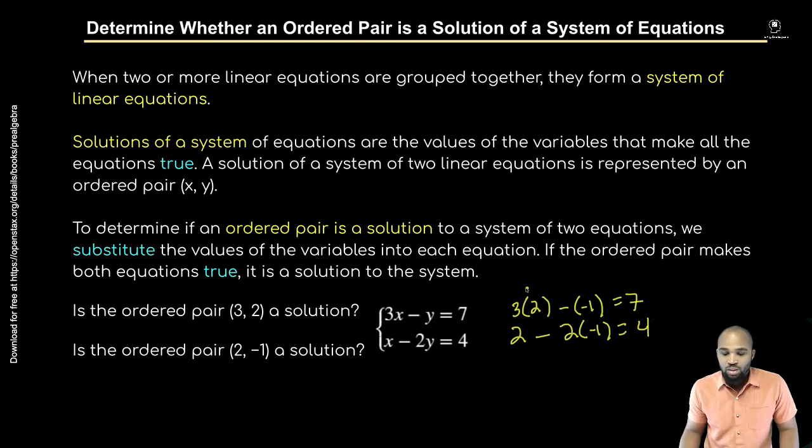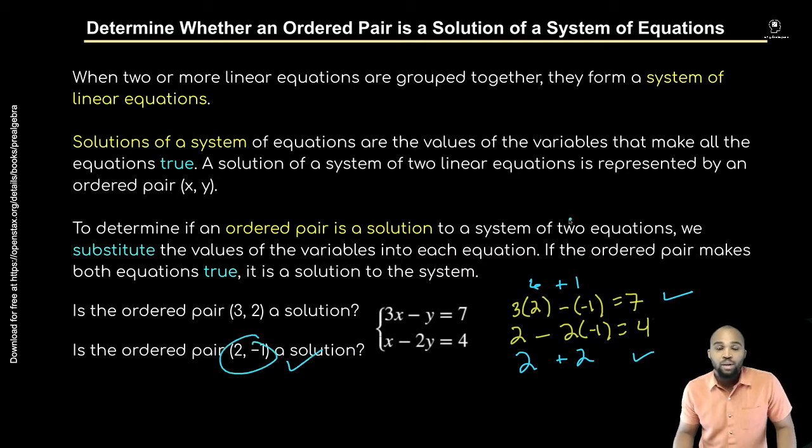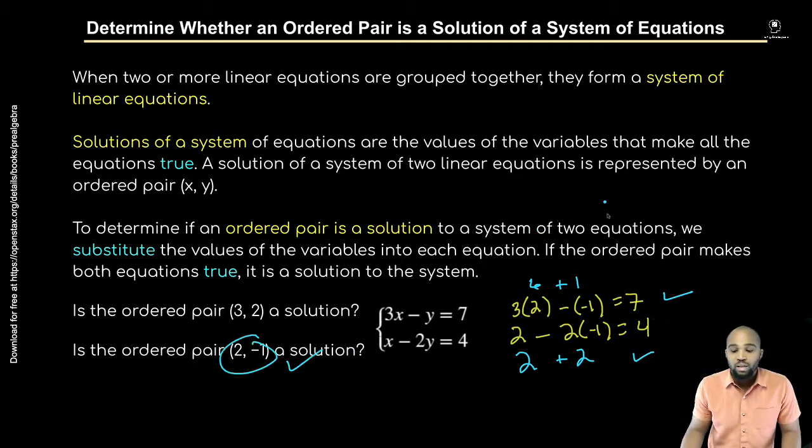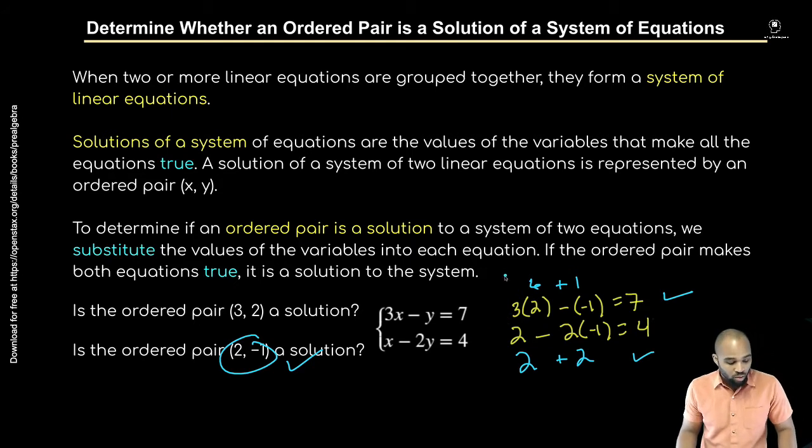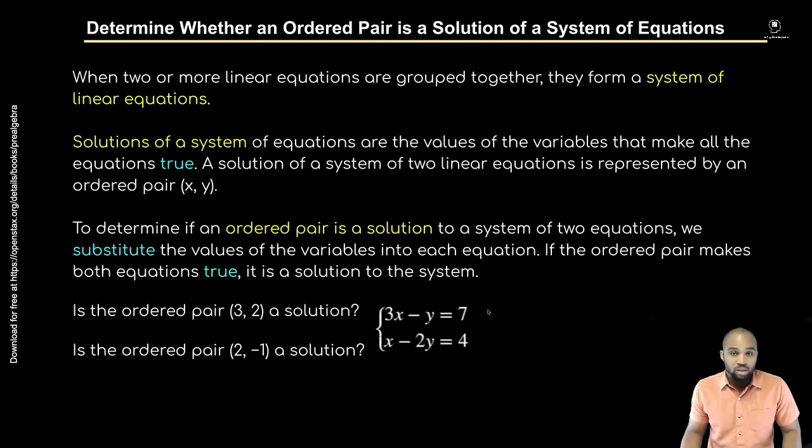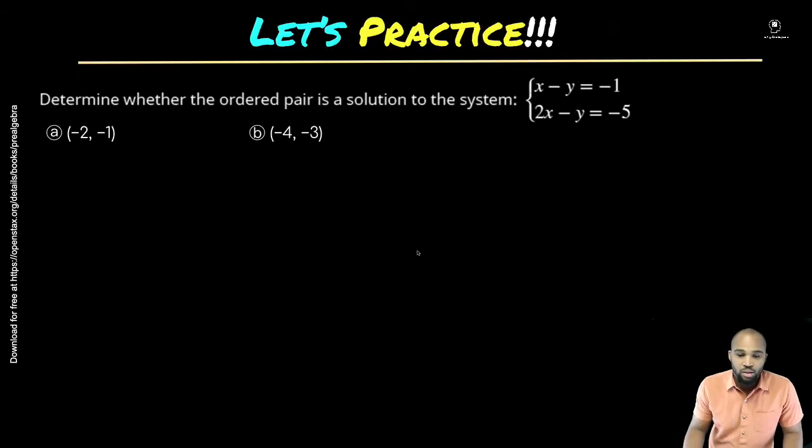3 times 2 is 6. 6 plus 1 is 7. So yep, that works. What about this one? Negative 2 times negative 1 is a positive 2, so that's 2 plus 2, and this is 4. So both of these work out, so this would indeed be a solution to the system. That's the big idea behind the system. As you see it graphically, it's the point at which those 2 lines are crossing. That's the point that they share.